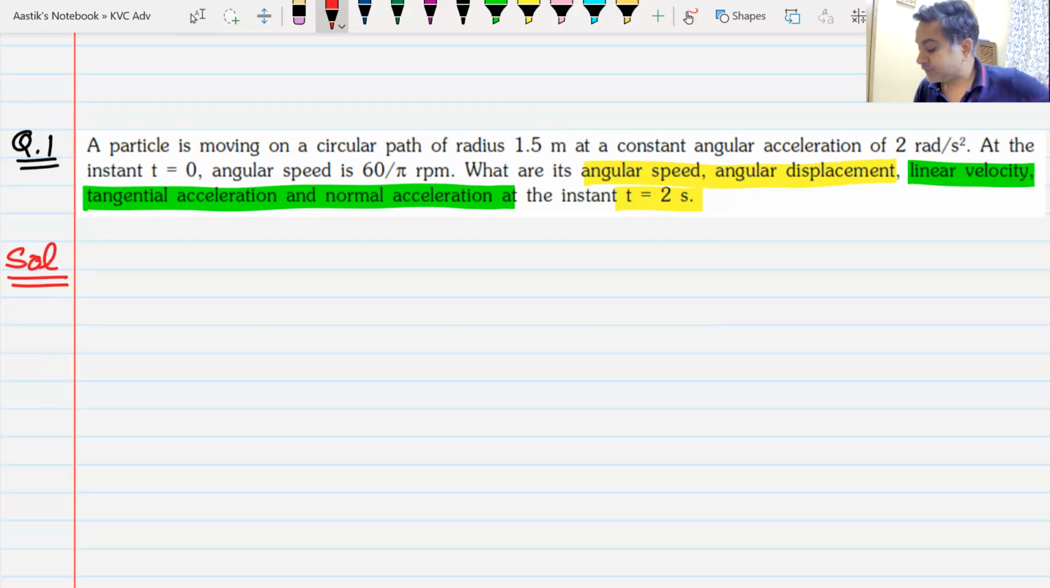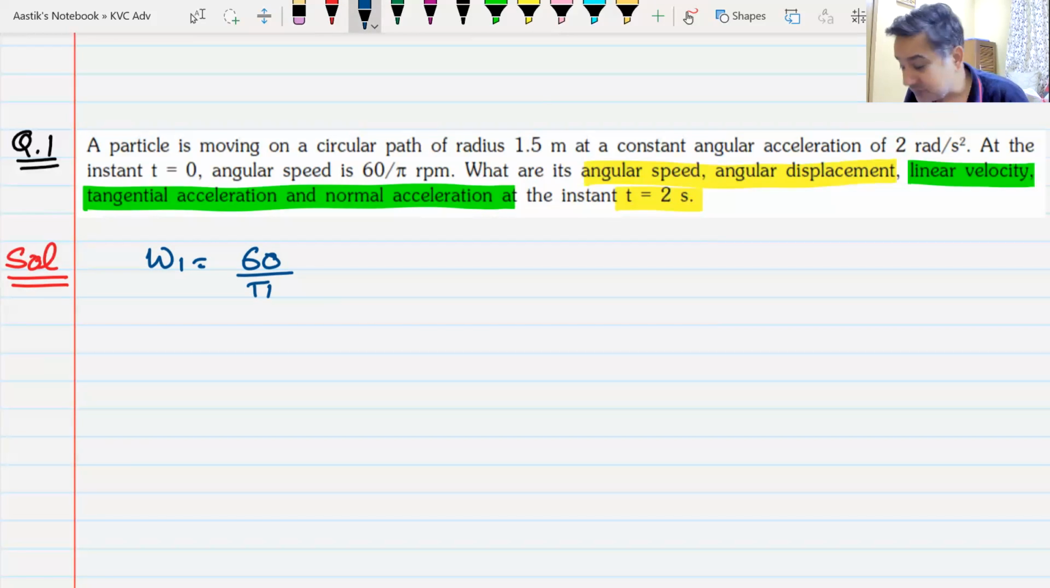So, the angular velocity at t is equal to 0, that means omega 1. Omega 1 is given as 60 by pi RPM. Now, you have to convert it into radians per second. No, it is not revolution per second. It is revolutions per minute. Do we understand this? Yes, sir.